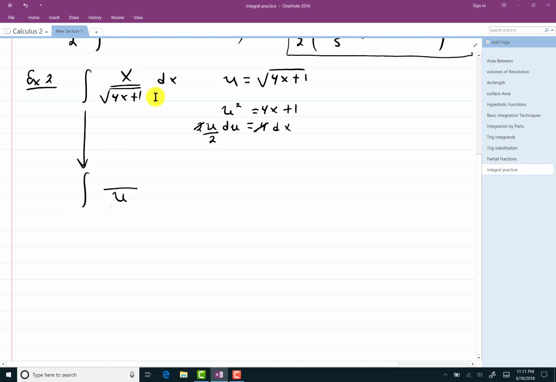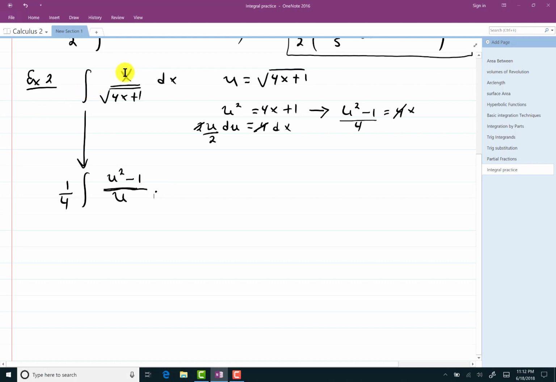The x I can get right here. If I take u squared minus 1, that equals 4x. And then I can divide by 4 to get x by itself. So I'll get u squared minus 1 over 4. And probably not a bad idea here is to take the over 4 and put it out here.